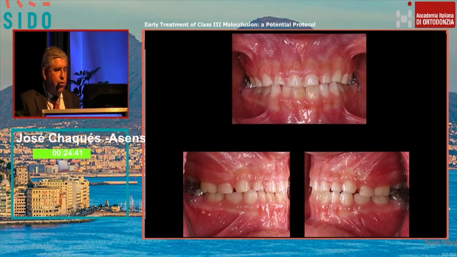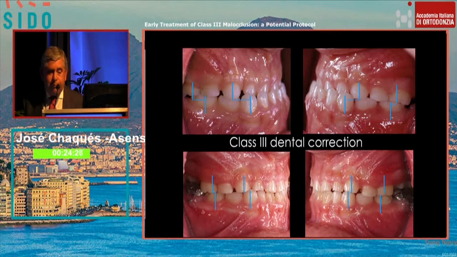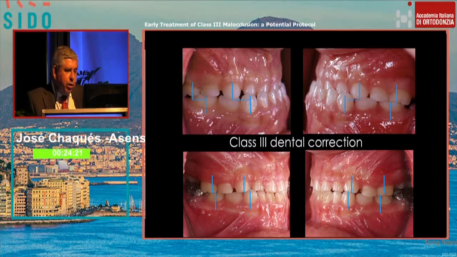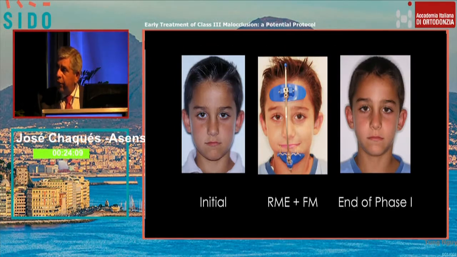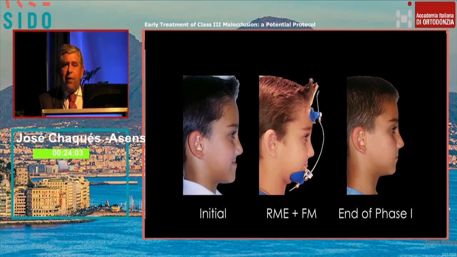And if we look at the occlusion, we can see the changes introduced by our classic protocol, let's say. Initial rapid maxillary expansion plus face mask, end of phase 1. It took 10 months with this protocol. And we can take a look at the very significant differences at the occlusal level where we departed from a very severe class 3 malocclusion and we went to a fair class 1 relationship, molar and cuspid. The facial changes from the frontal, and most of all from the lateral, where we can identify the very significant profile changes in the end of phase 1.